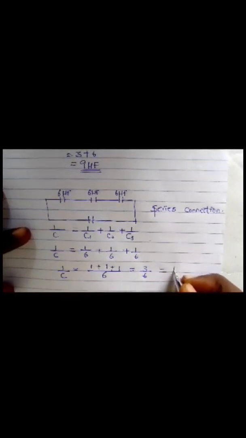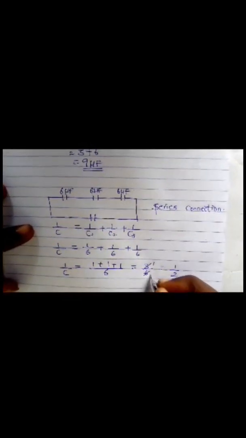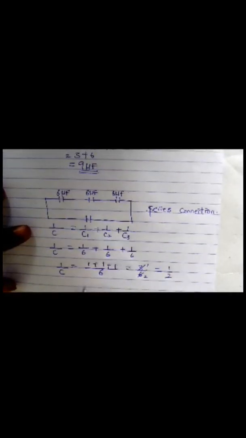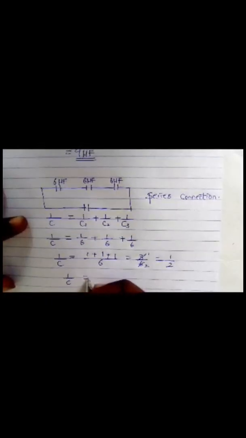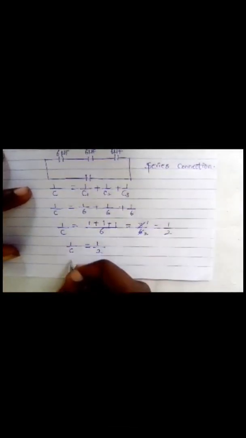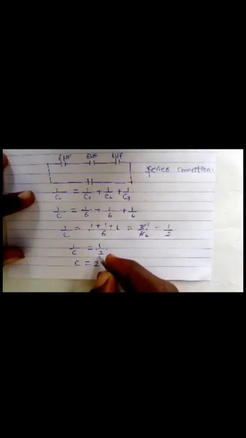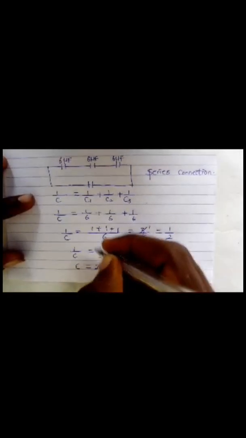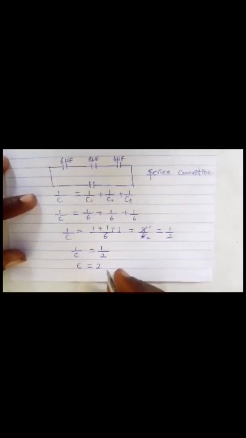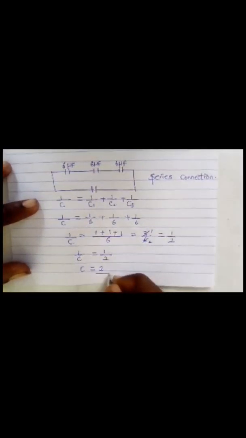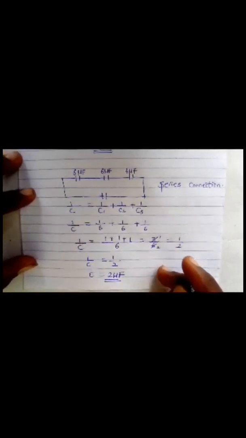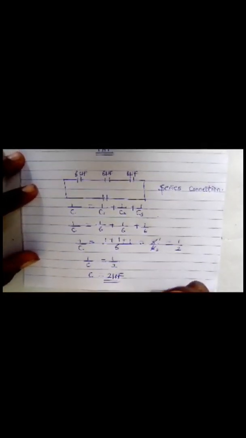Which is also the same thing as 1 over 2, because if you cancel, it gives you 1 over 2. That should not be your answer. Remember, we are told to calculate for C, not the reciprocal of C. So if I'm told to calculate for C, then I have to invert both sides. Then C equals 2. So that is our answer, and the SI unit will be microfarad.